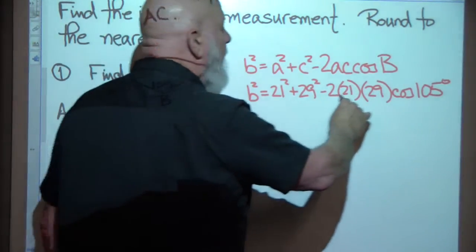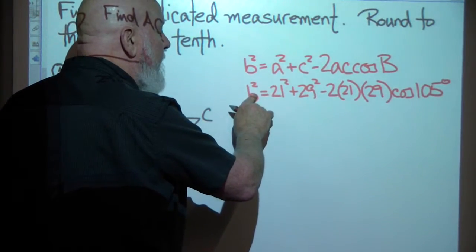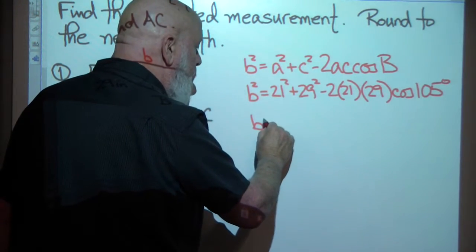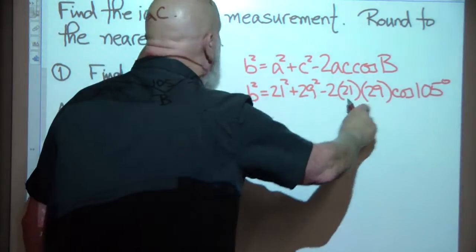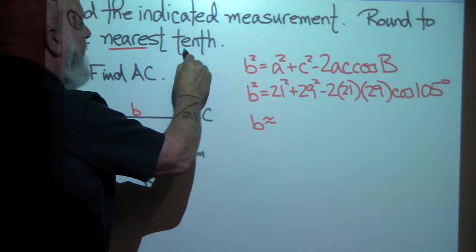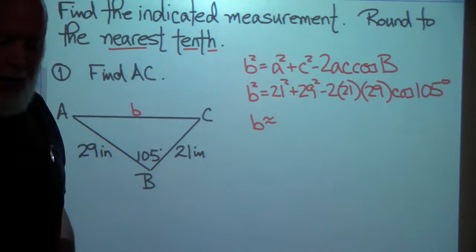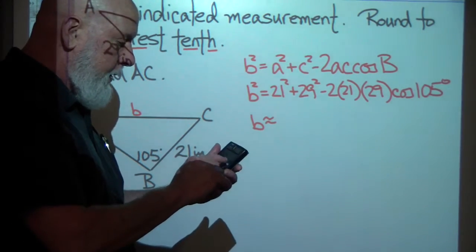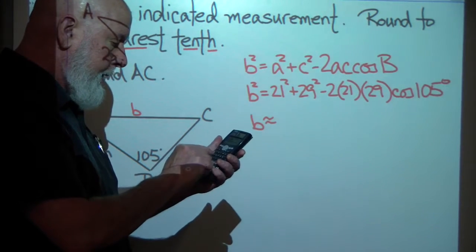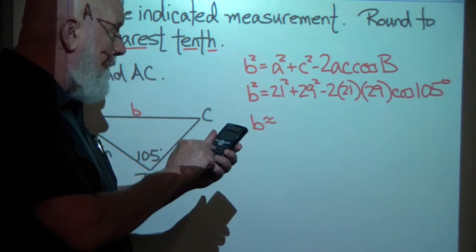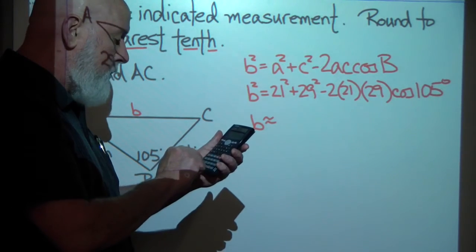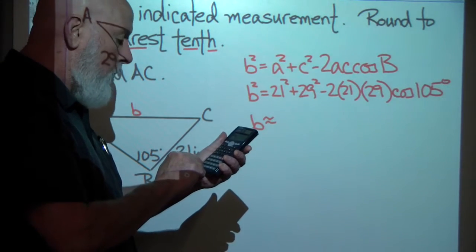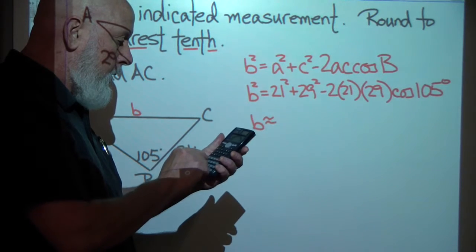And we plug all this into our calculator, and that will give us B squared. So I'll take the square root of this, and that will give me B. B will be the square root of this rounded to the nearest tenth. So here we go. See what we wind up with. Hopefully I won't make any mistakes. No promises. Mistakes are something I seem to be good at. 21 squared plus 29 squared minus 2 times 21 times 29 cosine 105 equals, and I want the square root of that.